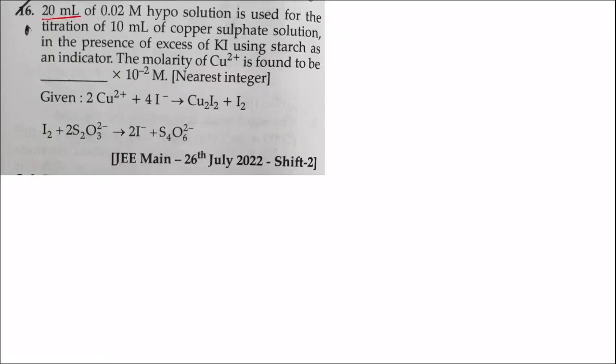20 milliliter of 0.02 M hypo solution is used for the titration of 10 milliliter of copper sulfate solution in the presence of excess of KI using starch as an indicator. The molarity of Cu2 plus is found to be dash into 10 to the power minus 2 M, and the balanced ionic reaction is given. Cu2 plus ions are coming from copper sulfate, I minus from KI, S2O3 2 minus from hypo.